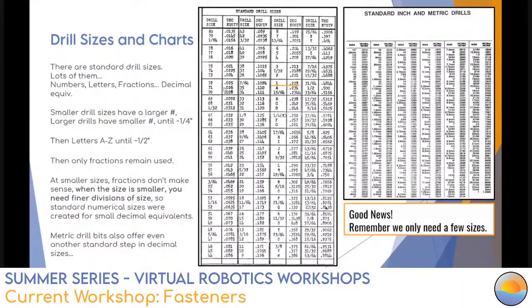So why are there numbers? Why does it start with numbers? It's just because at really fine divisions, it doesn't make sense to have fractions. You couldn't really have these fine divisions of an 039 and an 040. Then you throw in metric drill bits. Then you have all these drill sizes to think about. But good news, we only really need to drill holes for a very few sizes.